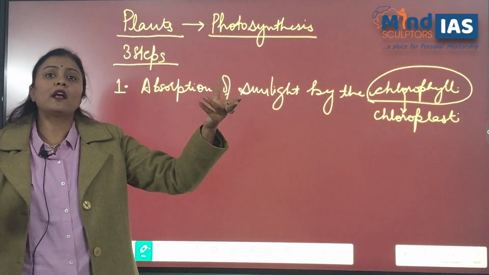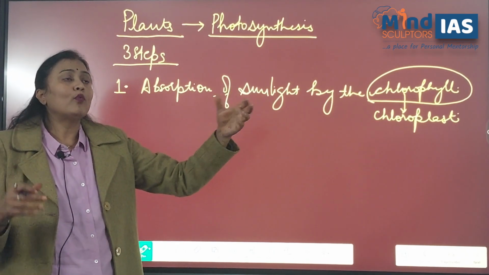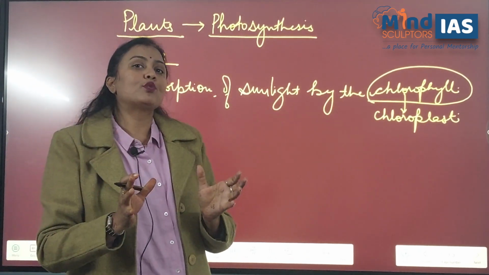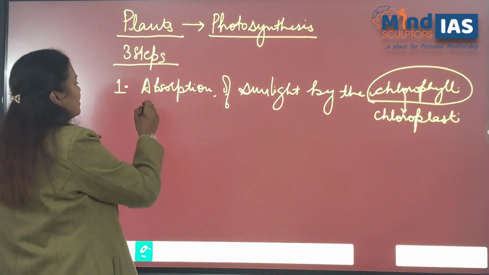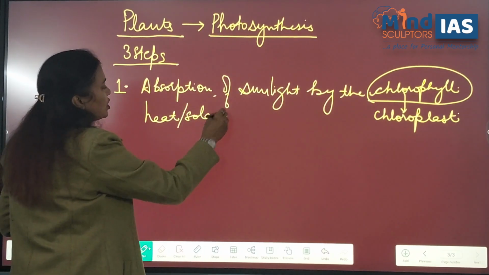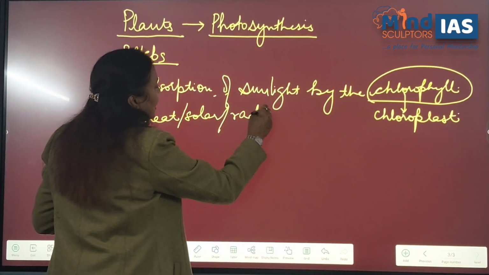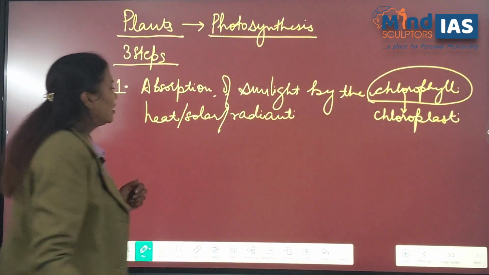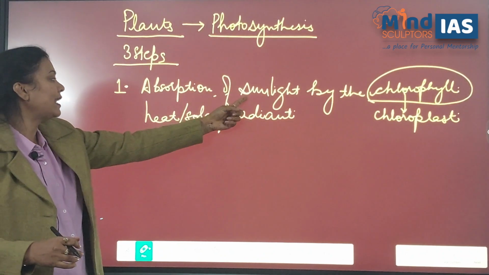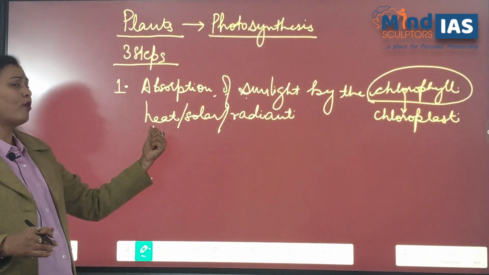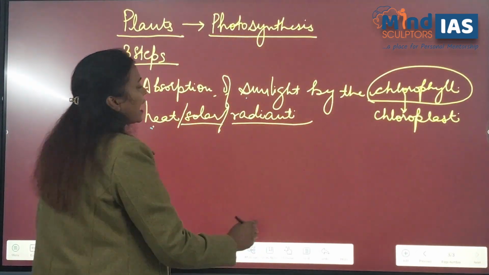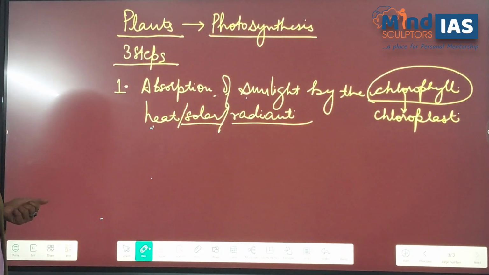Sometimes questions may come in the exam asking which part of light is used by the plant for preparation of their food. In that case, sometimes we can say heat, solar energy, or radiant energy. So the thing which is absorbed by the chlorophyll from sunlight is in the form of heat. It may be in the form of solar radiation, or you can also say radiant energy.